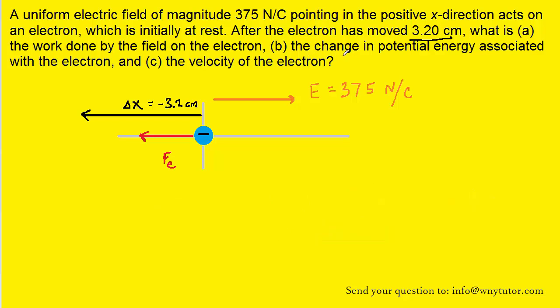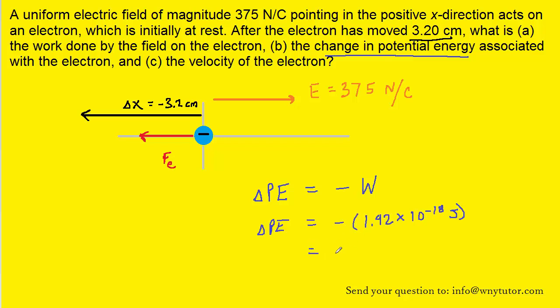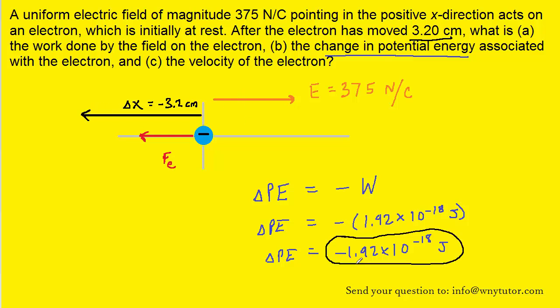For part B, in order to calculate the change in potential energy, all we have to do is remember the following relationship between potential energy and work. Relatively straightforward. The change in potential energy is simply equal to negative the value of the work. So we're going to go ahead and plug in the work. And then dropping the parentheses gives us negative 1.92 times 10 to the negative 18th joules for the change in potential energy of the electron. The negative value indicates that the potential energy of the electron is decreasing as it moves towards the negative x direction.